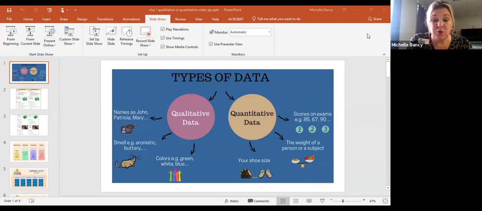Hey everyone, today we're going to talk about the differences between qualitative data and quantitative data. As we move through this course, it's going to be very important that we know how to categorize our data, because what type of data it is determines basically what we can do with the data, how we can analyze it, how we put it into different graphs, what formulas we can use, etc. So let's look at this.